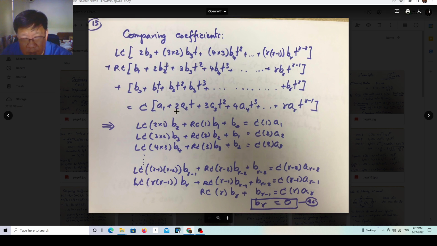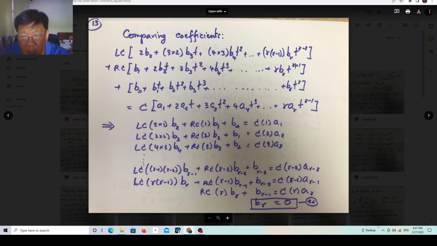The right hand side will be equal to C times, for t to the r minus 2, r minus 1, because the r minus 1 will become r times a r. So t to the r minus 2 becomes r minus 1 times C times a r minus 1. So this is the last equation.